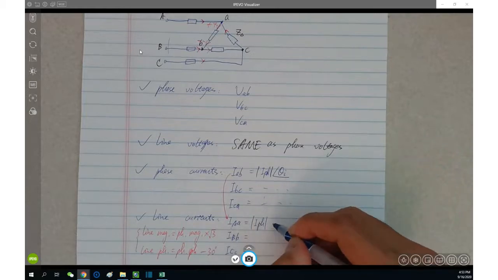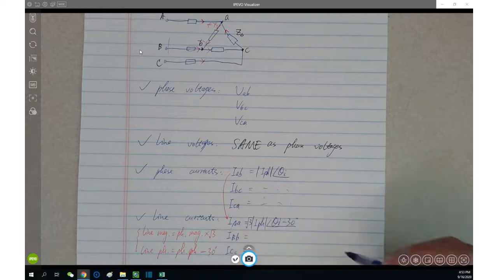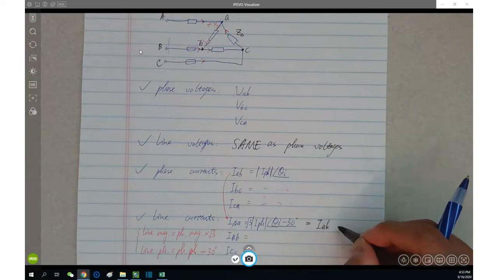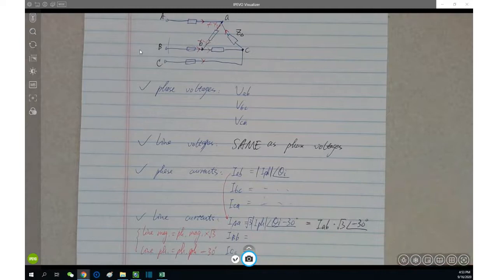Phase current times square root of 3. Angle is what? Minus 30 degrees. In other words, it equals IAB times square root 3 with angle minus 30 degrees. Does that make sense? And this is the formula. This is really the formula we're studying. Any questions so far?